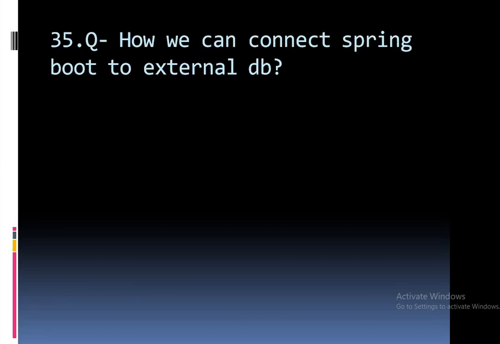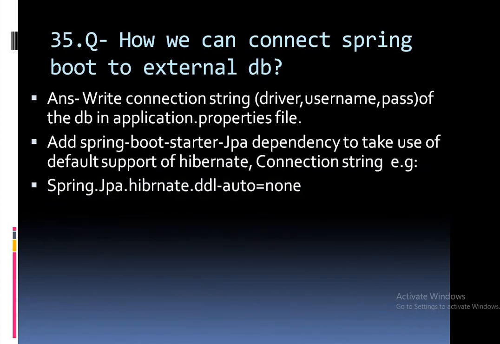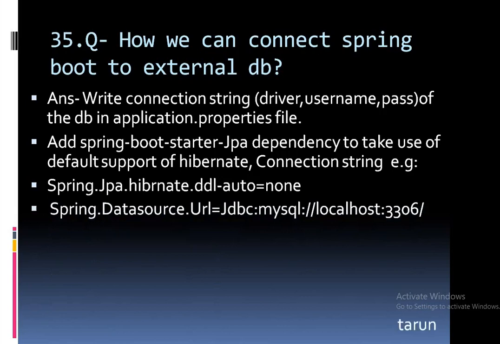How can we connect SpringBoot to an external DB? To connect with the external DB, we need to write some connection properties, like the driver name, username, and password, in the application.properties file. First we need to add the spring-boot-starter-data-jpa dependency to our pom.xml file to get the Hibernate support, because Spring Boot Starter Data JPA has default support for Hibernate.